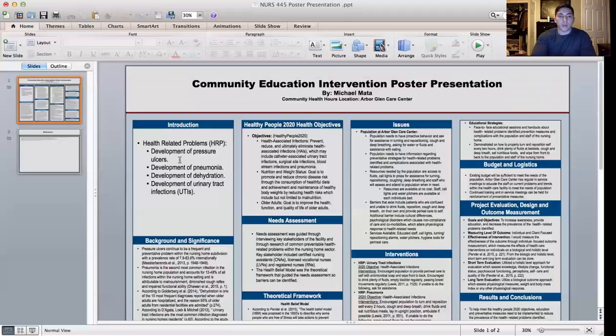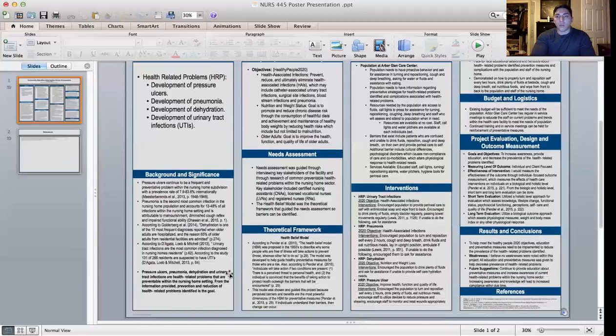Some of the health-related problems that were identified there were the development of pressure ulcers, pneumonia, dehydration, and UTIs. Some of these problems were identified through working at an ER, and when nursing home residents come to the ER, these are the most common issues that we see. So helping to put a stop to this and prevent this would be a very good aspect within the healthcare setting.